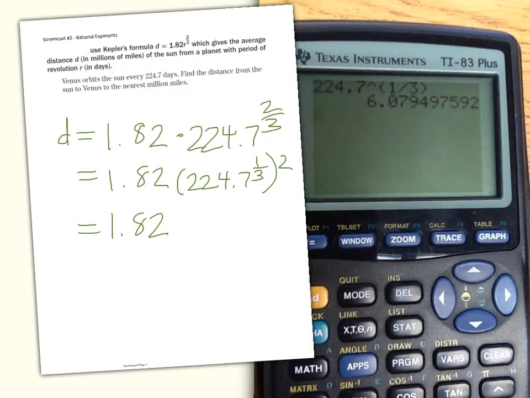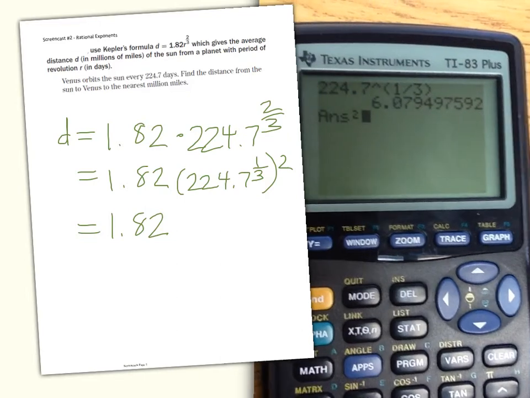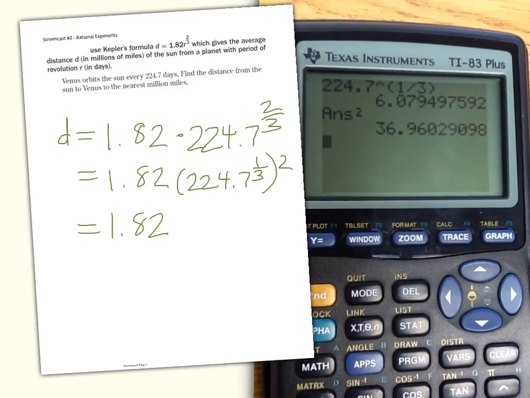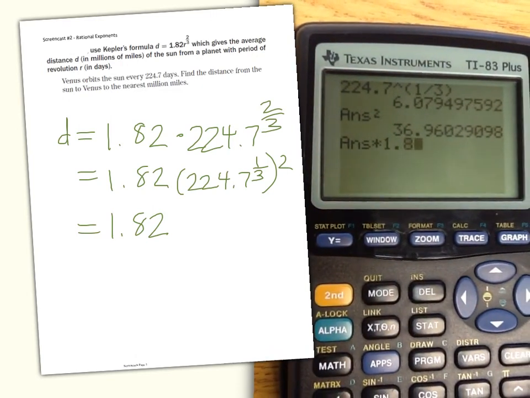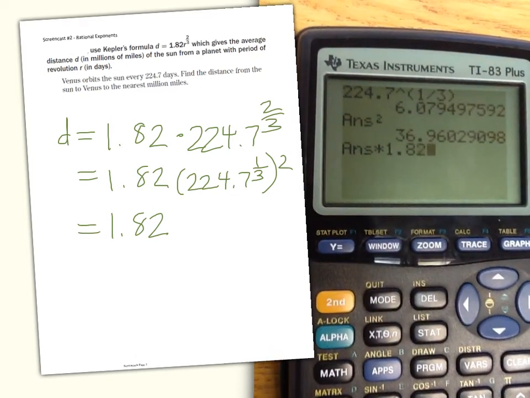The calculator has the ability to simply keep that number in there, and as I keep pressing certain buttons, it will use that entire number so I don't have to retype it. So I've now raised it to the 1/3 power, and it's 6.079497592. I now have to square that, and I don't want to retype it. So I'm just going to hit answer, and then squared. And as I do that, I get 36.96029098.